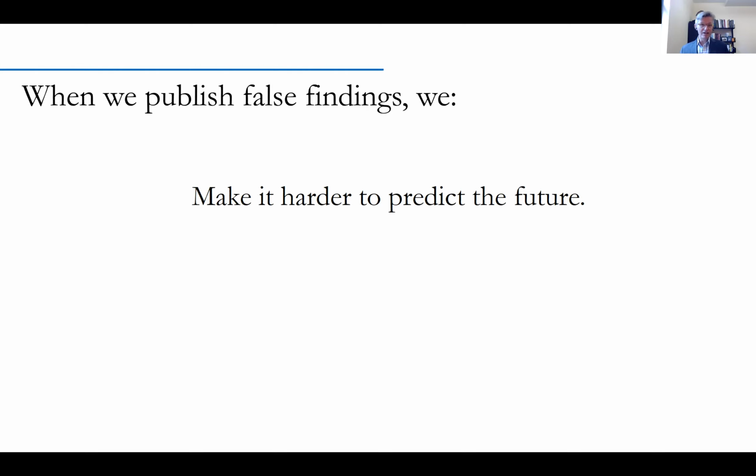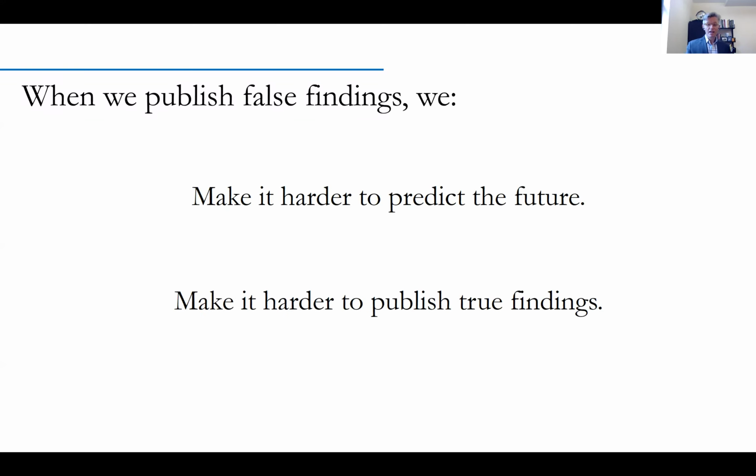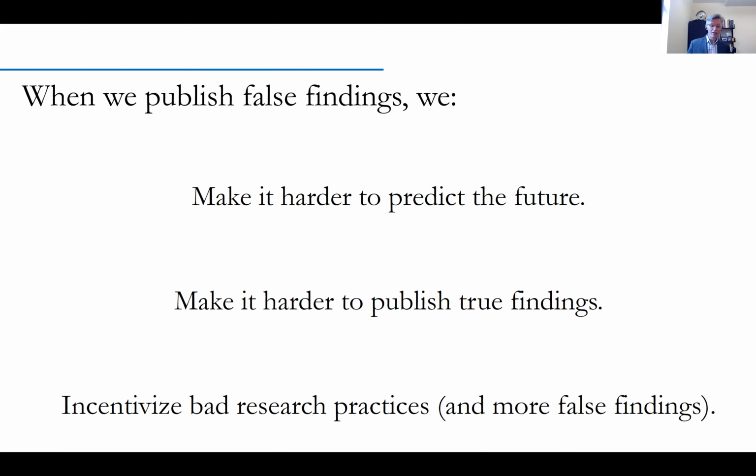And so clearly, if you have false findings, it makes your predictions less accurate. That's bad. It makes it harder to publish true findings. That's because the false findings are crowding out the true ones and also making it harder for the true things to distinguish themselves. False findings, again, bad. The mere presence of lots of false findings in the literature incentivizes bad research practices, and therefore more false findings. So basically, this is just a reminder that false positives, false findings, are just bad for everybody.